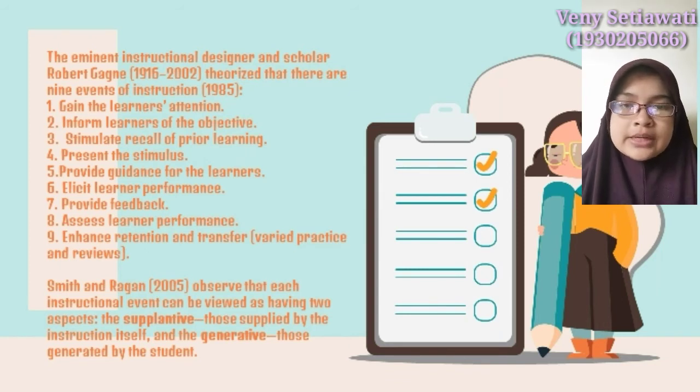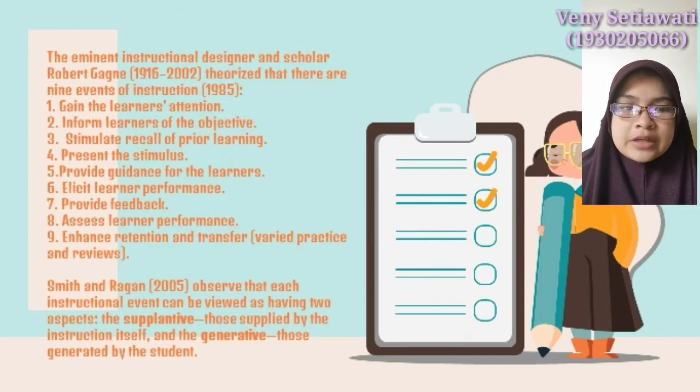The eminent instructional designer and scholar Robert Gagne, 1916 until 2002, theorized that there are 9 events of instruction. First, gain the learner's attention. Second, inform learners of the objective. Third, stimulate recall of prior learning. Fourth, present the stimulus. Fifth, provide guidance for the learners. 6, elicit learner performance. 7, provide feedback. 8, assess learner performance. 9, enhance retention and transfer, varied practice and reviews.